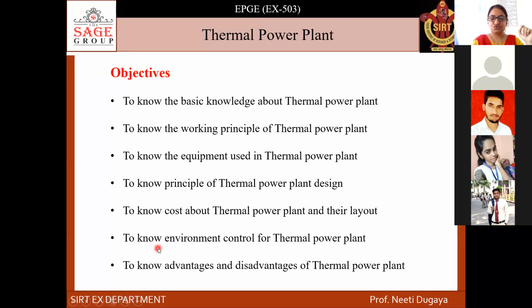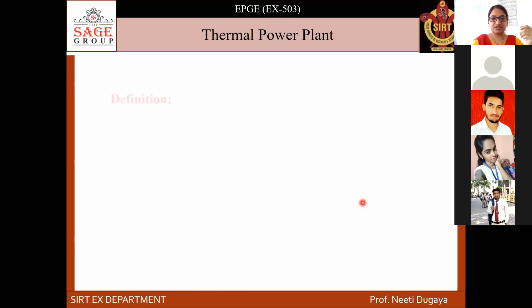And next, to know the environmental control for thermal power plant, because we were talking about the pollution and the environmental aspects. So this is going to be covered in this. And to note the advantages and disadvantages of thermal power plant, this we'll be taking in today's class. So these are all the objectives which we'll be studying in this subject, in particular this unit.